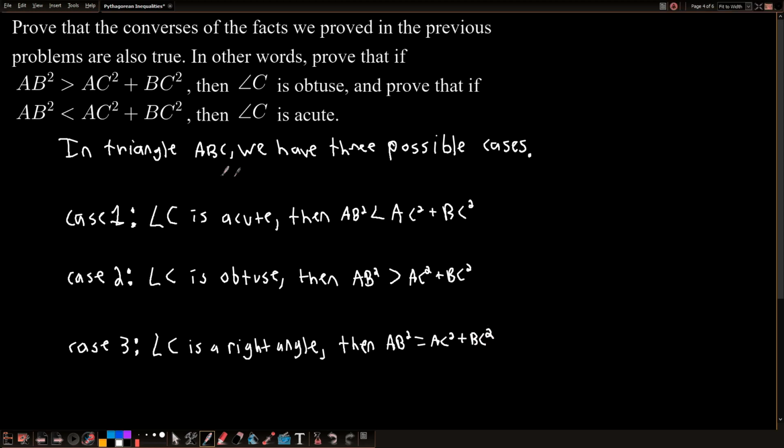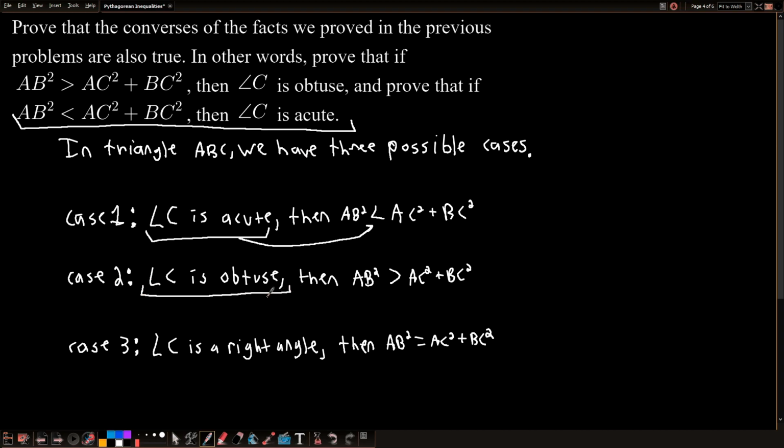Now, examining all the situations we have, if angle C is acute, then we know for sure that AB squared is less than AC squared plus BC squared. That takes care of this situation here. We know for sure that if angle C is obtuse, then AB squared is greater than AC squared plus BC squared, which takes care of this situation. And the only other situation we could have is that angle C is a right angle, but then we are left with just the regular Pythagorean theorem.